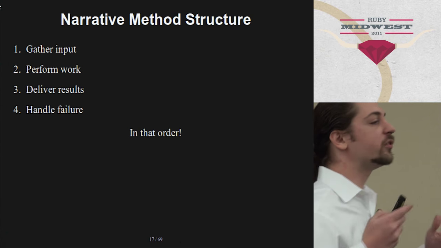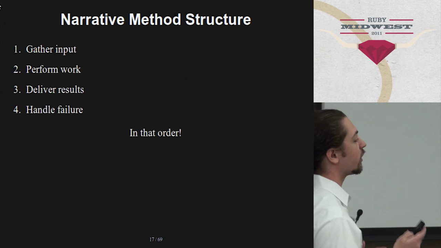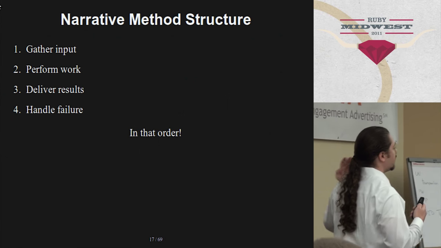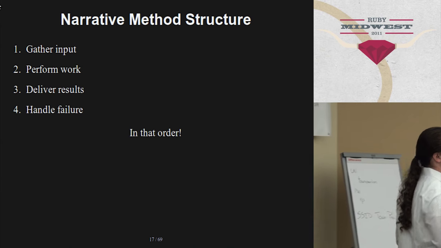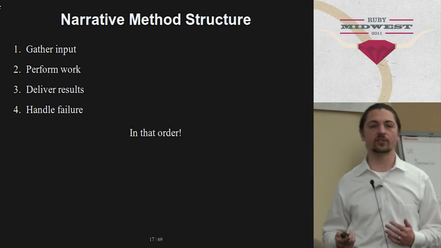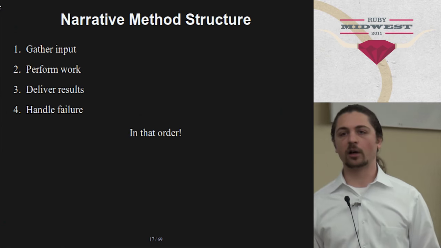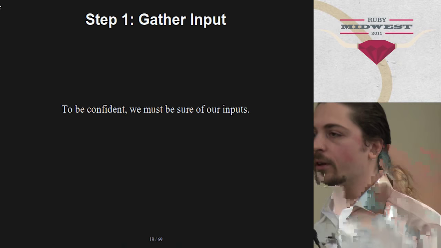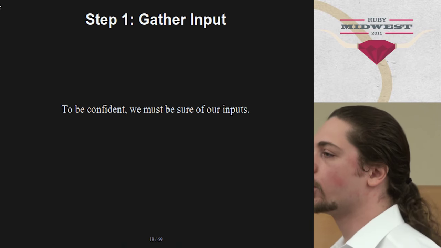And what I want to propose to you is a style of method construction that takes these four parts and goes through them in this order: gathering input, doing the work, the business logic of the method, delivering results, and then, if necessary, handling any failures that cropped up along the way. So let's start with input gathering. To make confident code, we need to be sure of our inputs.